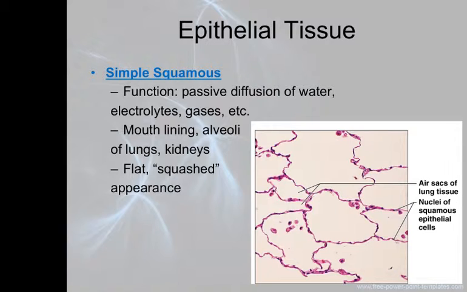Simple squamous epithelium, as you now know, is a single layer or sheet of flat cells. Because it forms such a flat layer, it's great for the passive diffusion of gases and water. Where would you find such a tissue in the body? Well, it forms the lining of your mouth and the alveoli of your lungs, for example. It also lines your blood vessels, your capillaries.